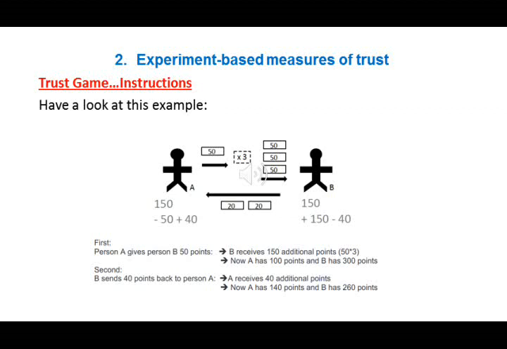In this example, according to this figure, A decided to give 50 points from his to B. So A is left with 100 points. And B now has 300 points: the 150 points that he was endowed with, plus the 150 points that he got from A after being tripled. And in this example, B decided to return 40 points to A. So these are the instructions related to the trust game.